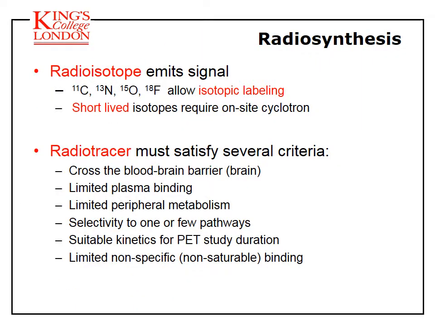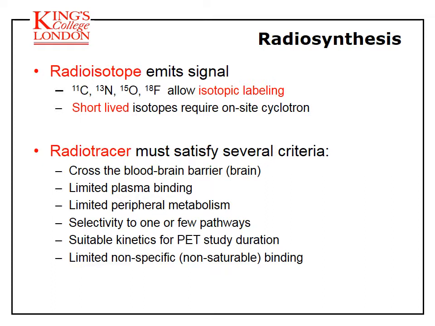So, now we have the isotope and we need to do the radiochemistry. What substrates are we going to use? Well, the substrates for radiotracers are not that different from any drug. They need to be specific for the target and not bind too much to anything else.